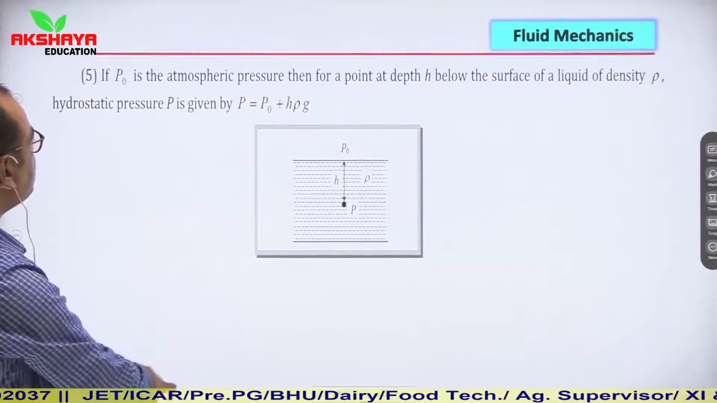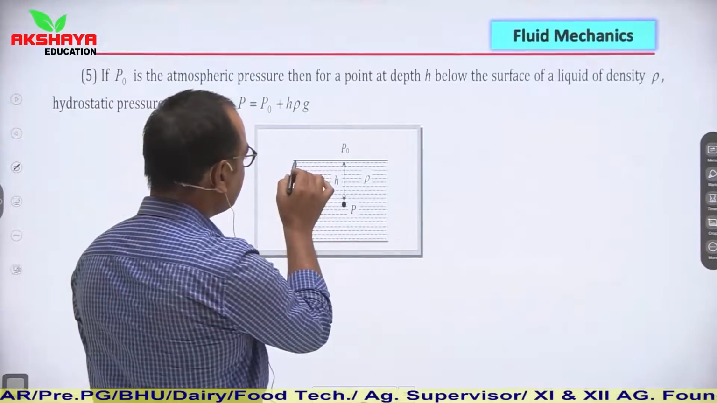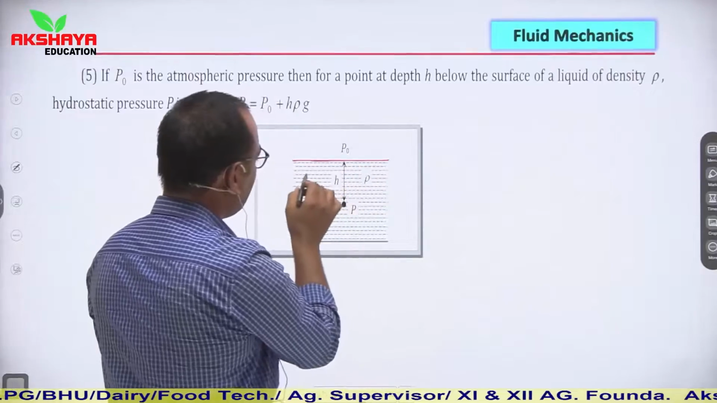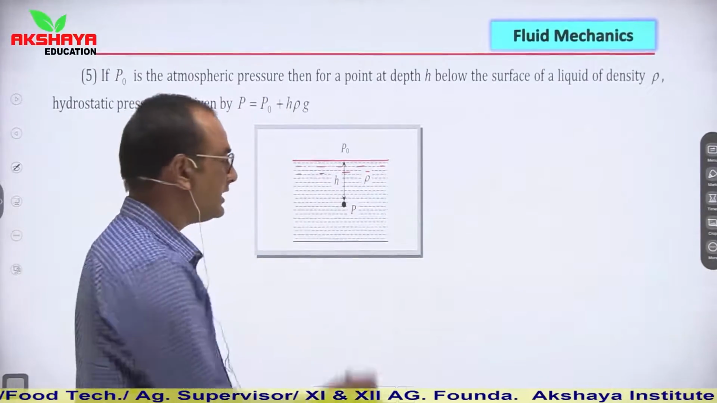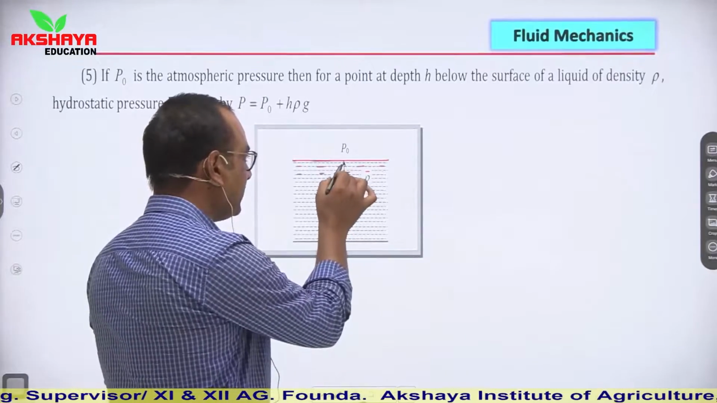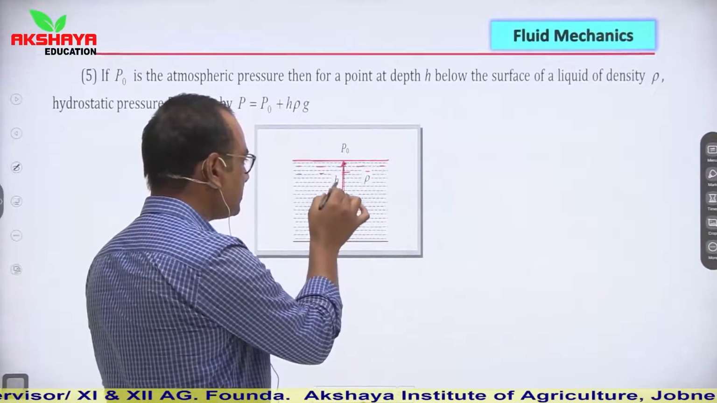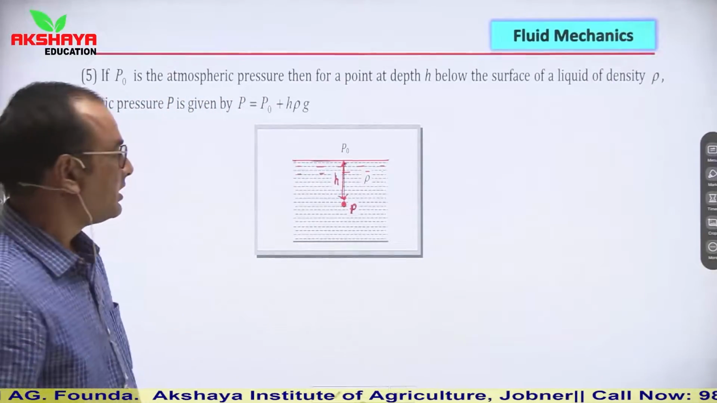Now here it is given as hydrostatic pressure. Let us say this is a containing vessel, this is the surface, and a liquid is filled, and we have to find the pressure at a certain point in the liquid, let us say at point P, which is situated at h height from the top of the vessel.